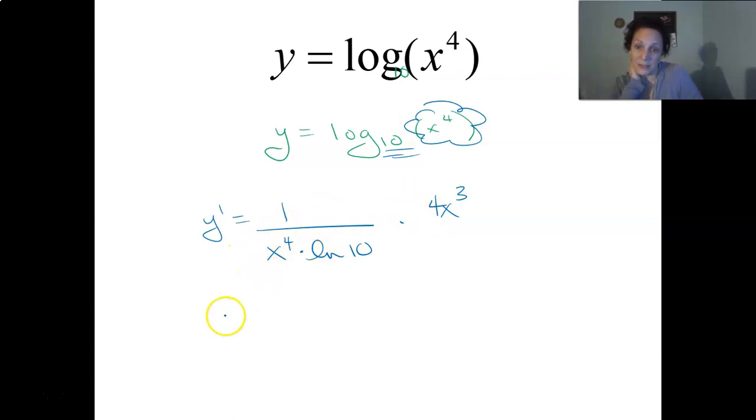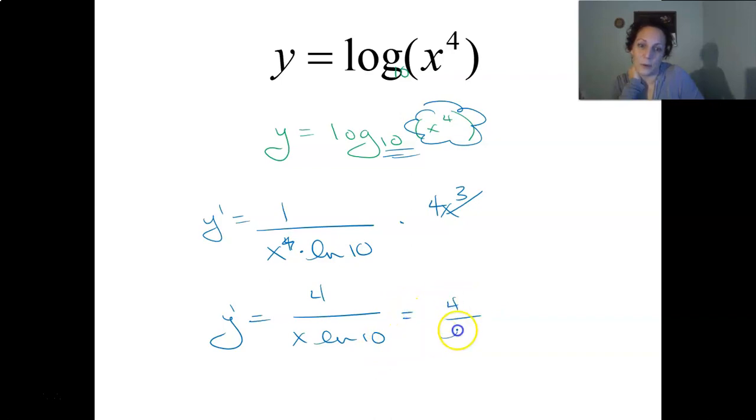And again, notice even if your base is different, you're still going to have some cancellation. This x cubed is going to cancel with 3 of those. We're going to end up with 4 over x ln of 10. And again, worth noting, the ln of 10 is just a number. Right? So this is 4 over the ln of 10 times 1 over x. In other words, this is just a constant.